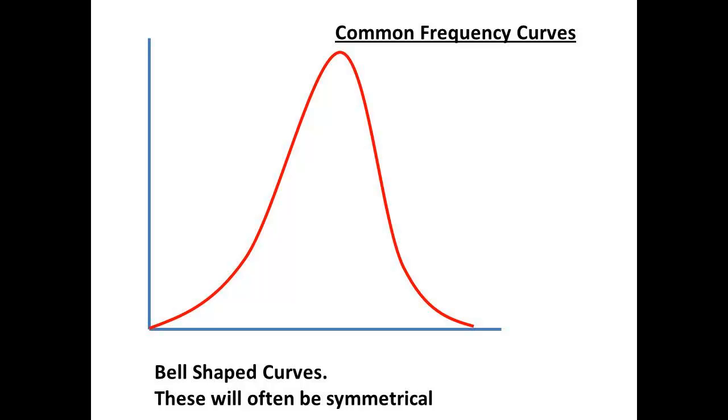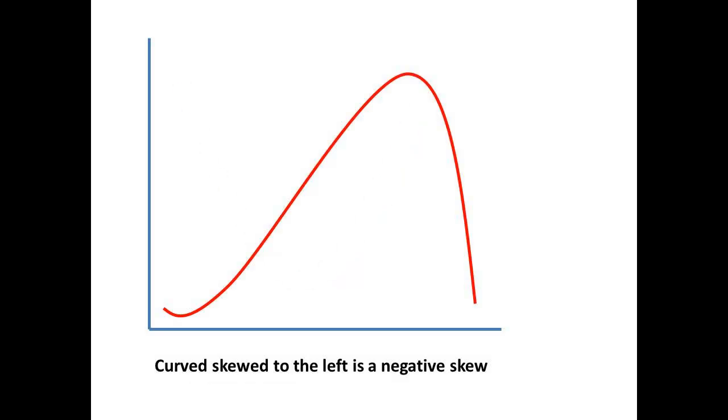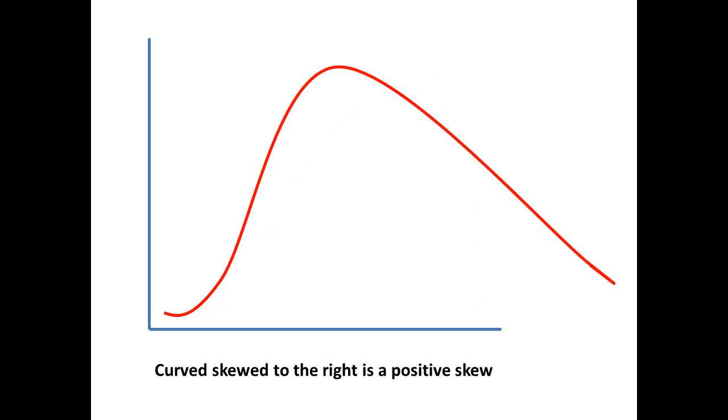Before we leave frequency, let us look at some of the familiar shapes you may come across when plotting frequency. You will see the significance of these shapes as you work through these podcasts. A typical bell shape is often symmetrical. A U shape is a little like the bell shape upside down. This one is called a skewed curve. The skew to the left is called a negative skew. And a skew to the right is called a positive skew.